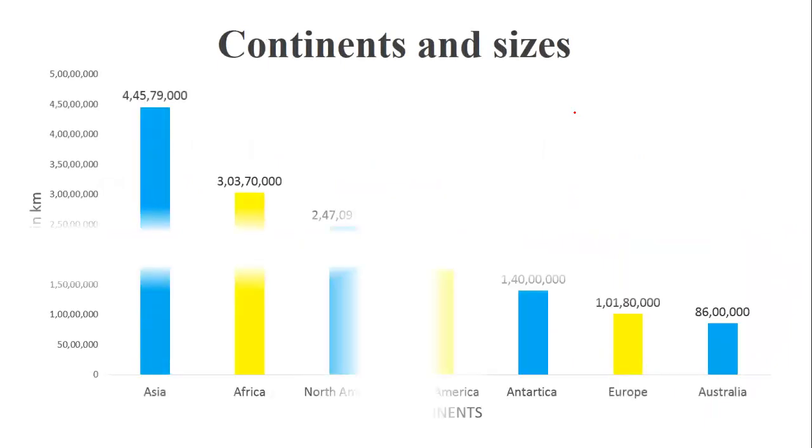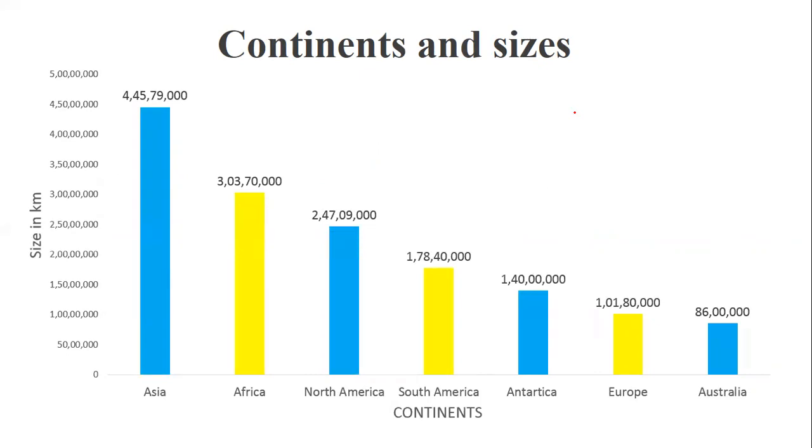Continents and sizes. Asia is the largest continent and its size is 4 crores 45 lakhs 79,000. Africa is the second largest continent in the world. Its size is 3 crore 3 lakh 70,000.